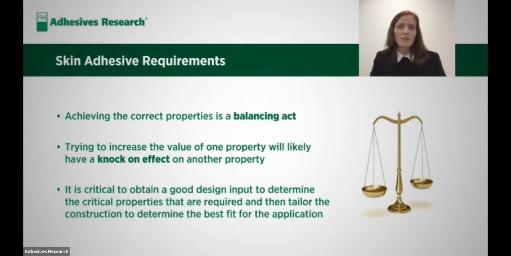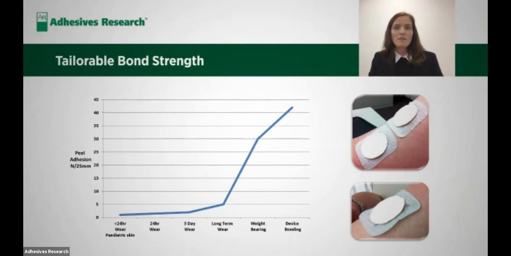It is critical to obtain a good design input to determine the critical properties so that the best option may be selected. One of the most critical parameters that need to be taken into consideration when developing a skin-friendly adhesive for device attachment is bond strength. The following graph illustrates the difference in bond strength that may be required from one application to the next.